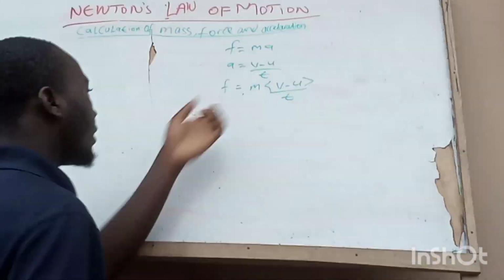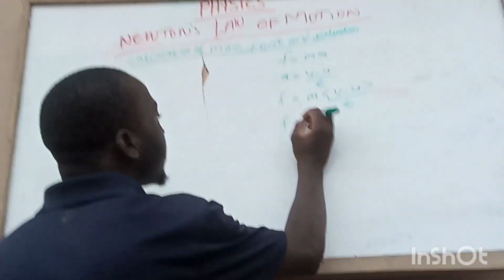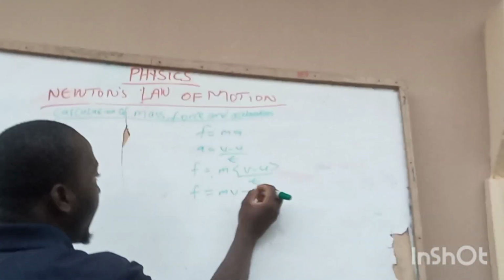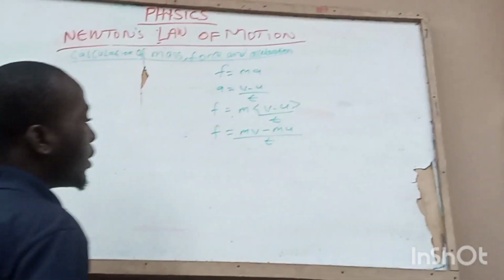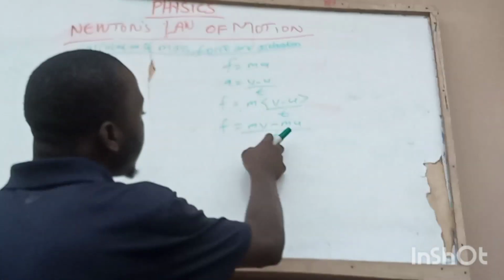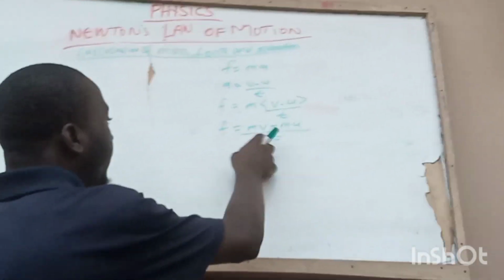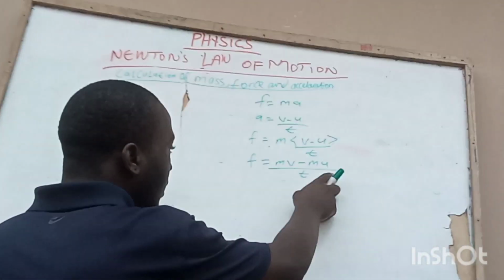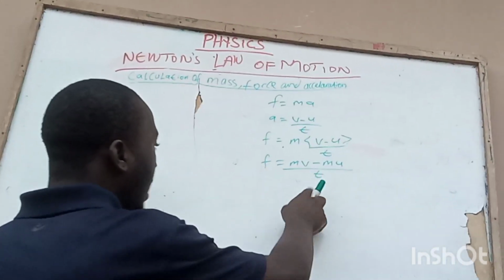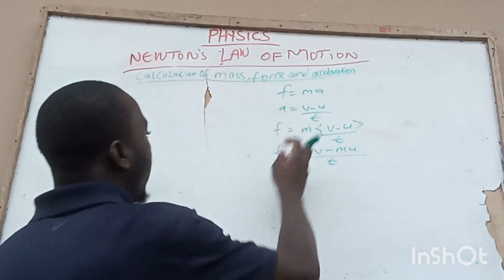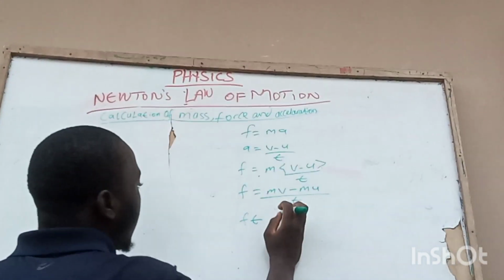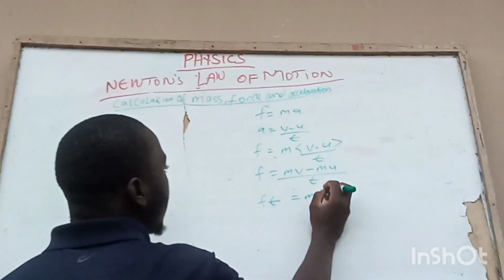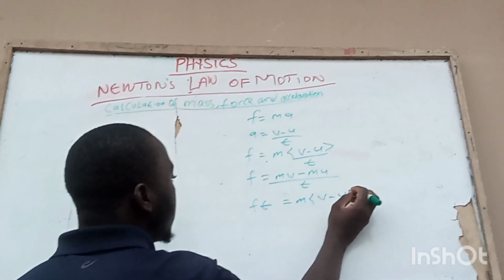So from here we can just say our F is equal to what? Mv minus mu all over t. That is what? Mass of the final velocity minus mass of the initial velocity all divided by time. And also from here we can also say our ft becomes multiplied from here. We can also have ft is equal to what? M into bracket v minus u.